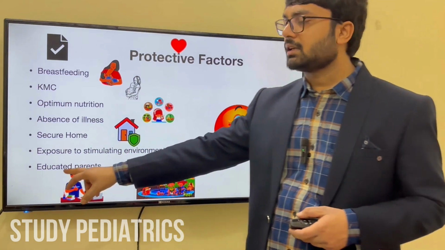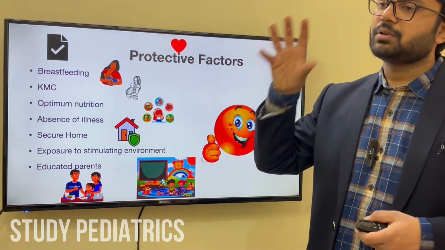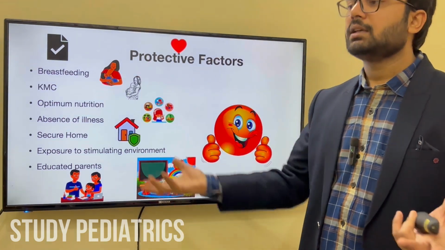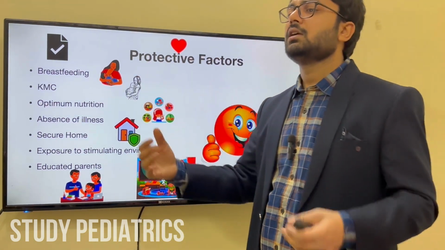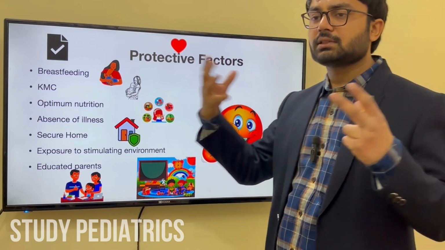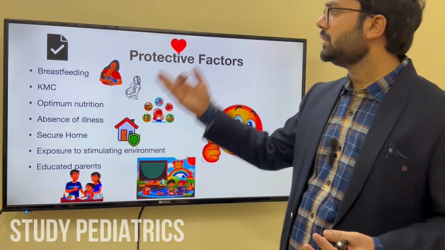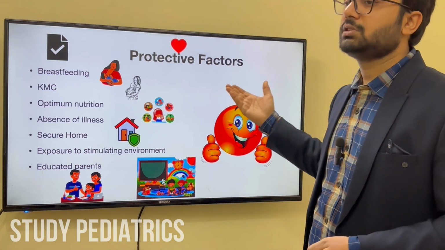Last is educated parents. Educated parents lead to better development because an educated mind is an open mind. He is ready to listen to ideas, and those ideas can be interpreted. He can access various information. Hence, education is a protective factor for the child's development.